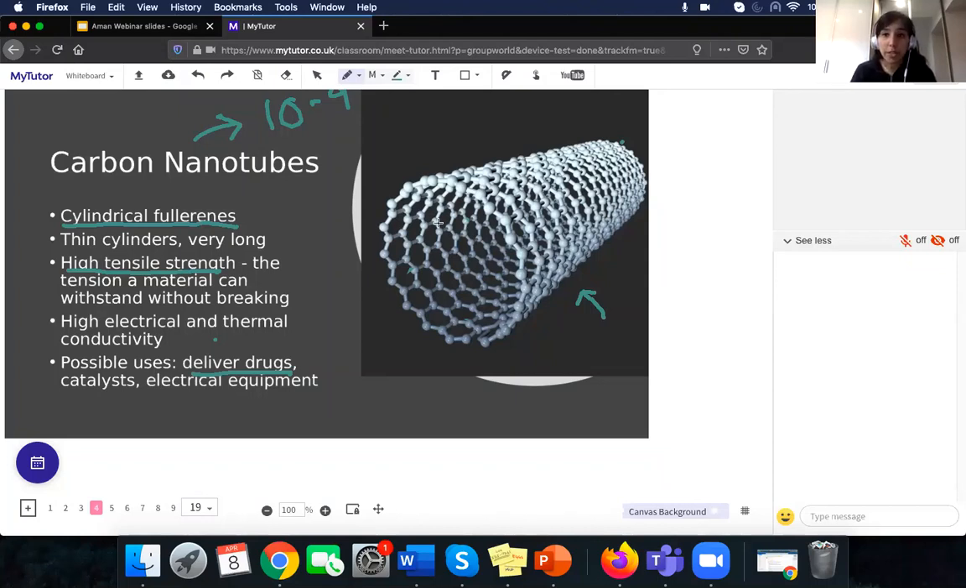They're so tiny, so they can go into small areas, and that's why computers are also getting smaller and smaller. You're more likely to just have a desktop these days without the whole processing unit that we used to have before. And that's because we're using carbon nanotubes in electrical equipment.